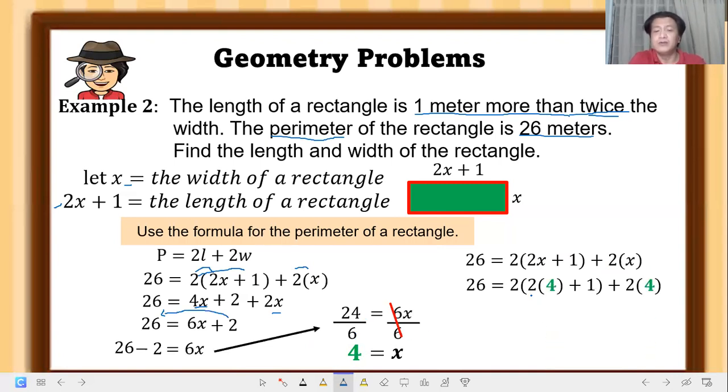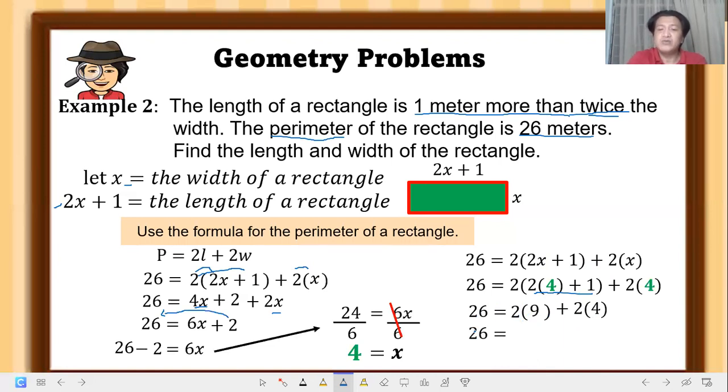Therefore, you are going to copy first the perimeter. Then, you are going to simplify inside the parentheses. What is 2 times 4? Yung product nun, i-add mo siya ng 1. Kaya that is equal to 9. I-copy mo lang yung 2 times 4. Ibig sabihin yan, i-multiply natin to. What is 2 times 9? Tapos 2 times 4. Okay?